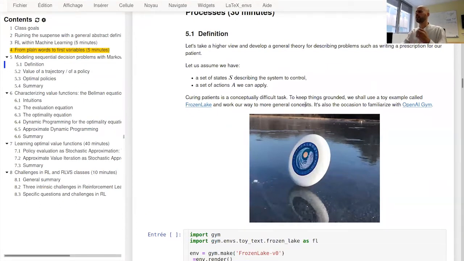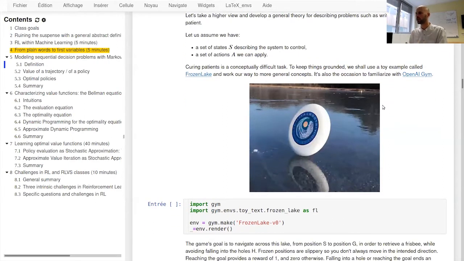Curing patients is actually a conceptually difficult task. So to keep things grounded and simple, we're going to use a small toy example called Frozen Lake and work our way to more general concepts. It's also the occasion to familiarize a little bit with the programming interface of OpenAI Gym, which is a collection of reinforcement learning environments. It's not the only one available, but it's one that is rather well known and used throughout the community.